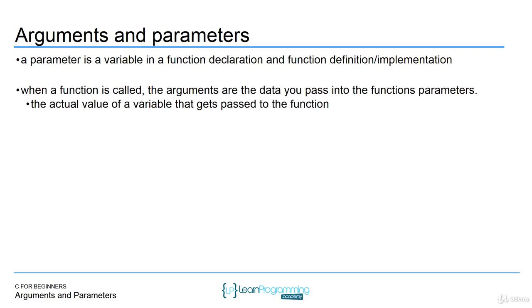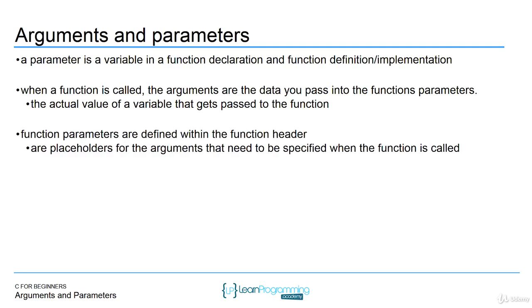When a function is called, the arguments are the data you pass to the function parameters. Those are the actual values of the variables that get passed to the function. So function parameters are defined within the function header, and they're placeholders for the arguments that need to be specified when the function is invoked. So understand the difference here between arguments and parameters.